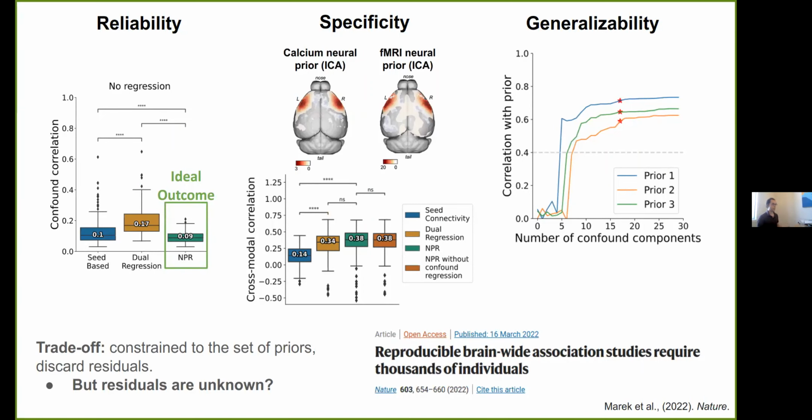But you might have been thinking about the main trade-off here, which is that, of course, our analysis is constrained to a set of priors, and we're discarding residuals. So this is not appropriate for more exploratory studies. But I would argue that for an important set of the literature, we are still relying on a canonical network for interpretability, and the rest of the signal cannot be easily validated. And so I think this conservative framework might help tackle some of the ongoing reproducibility challenges to carry out more reliable network analysis.